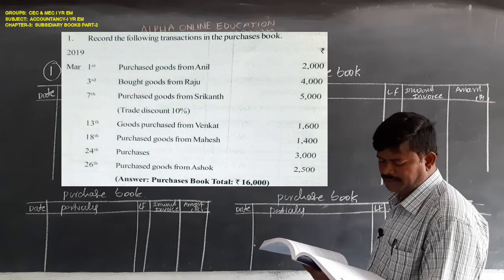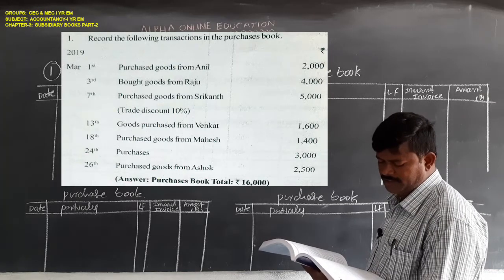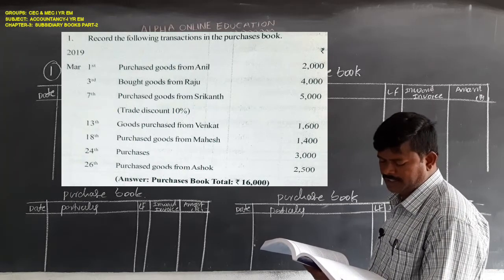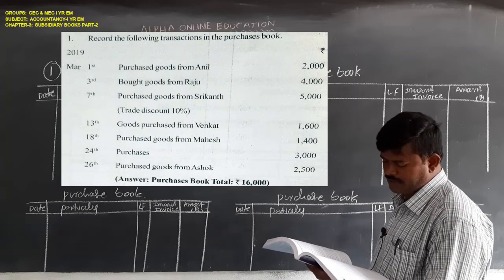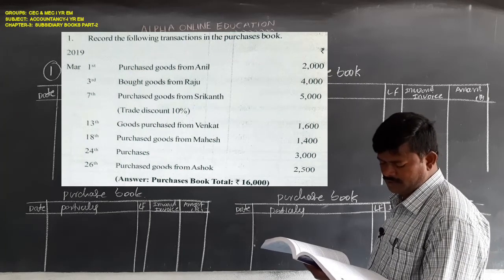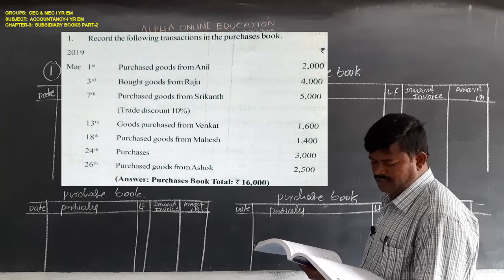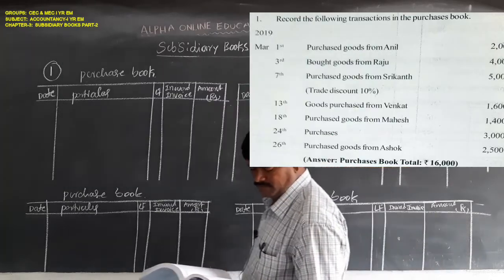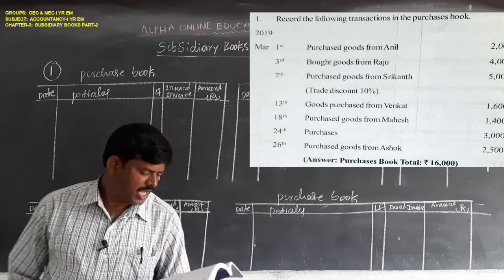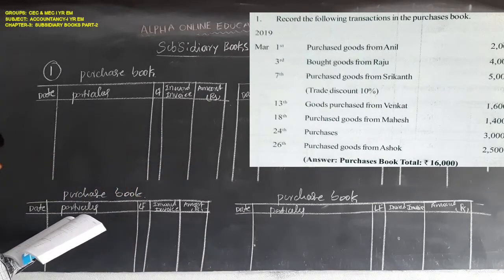24th is cash purchases. Cash purchase is not taken into purchase book, so 24th does not come into the purchase book. Purchase goods from Ashok, it is also credit purchases. Okay, first one transactions, purchase from whom? Anil.